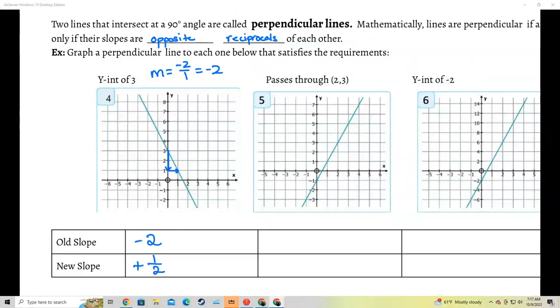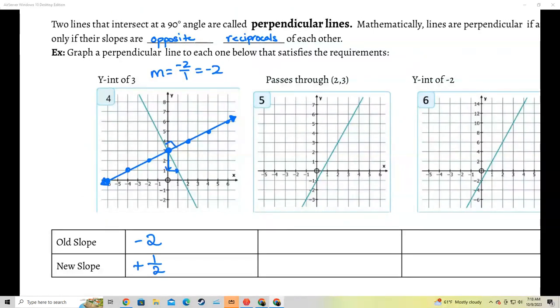Now the only thing I need is a y-intercept of 3. So here's my y-intercept of 3. From here, I'm going to go up 1, right 2, put a dot. Up 1, right 2, put a dot. Then I'm going to go in the opposite direction: down 1, left 2, put a dot. Down 1, left 2, put a dot. I'm going to go ahead and connect these dots. And look how this equation goes. Not only do they cross each other, but they cross each other at a 90-degree angle.